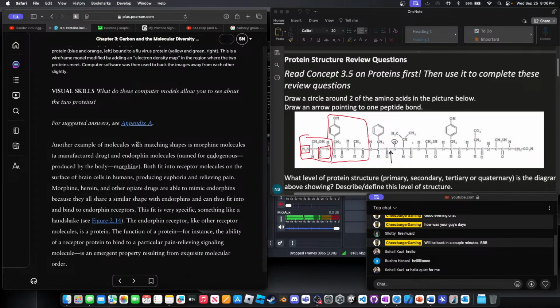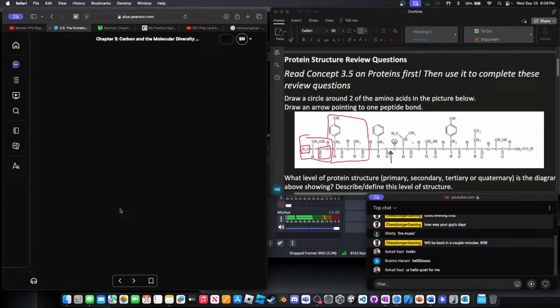Another example of molecules with matching shapes is morphine molecules, a manufactured drug, and endorphin molecules, named for endogenous, produced by the body. Both fit into the receptor molecules on the surface of brain cells in humans, producing euphoria and relieving pain. Morphine, heroin, and other opiate drugs are able to mimic endorphins because they all share a similar shape with endorphins and can thus fit into and bind to endorphin receptors. This fit is very specific, something like a handshake. See 2.14.